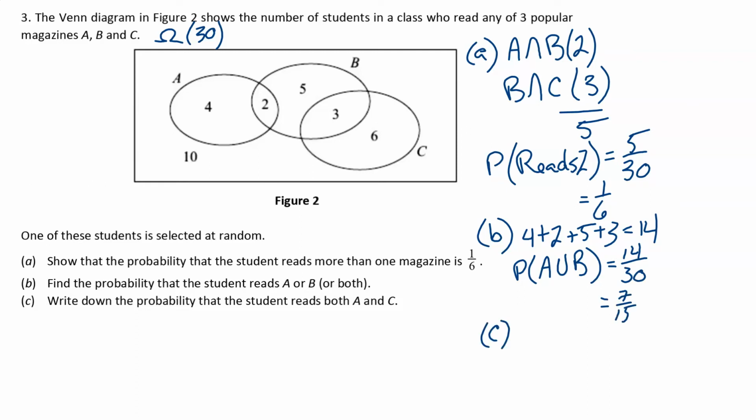Part C. Write down the probability that the student reads both A and C. In asking that question, what we're looking for is the probability of A intersection C. If we look closely at the diagram, we can see that A and C don't intersect. There are no students who read both A and C magazines. As a result, the probability of A intersection C is in fact 0. So there are no students that read both.